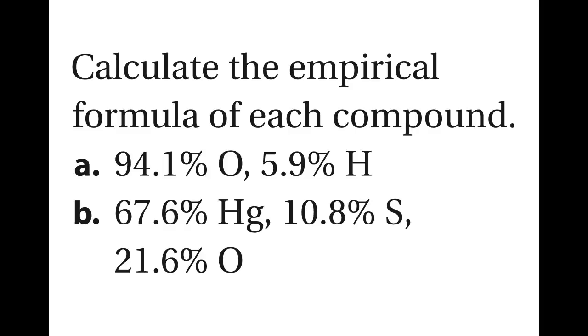The next step would be to turn that grams into moles. So that means that we need to find the mass of oxygen and the mass of hydrogen. The mass of oxygen in the periodic table, if we round it to the nearest tenth, is 16.0 grams. And the mass of hydrogen, if we round it to the nearest tenth, is 1.0 grams.